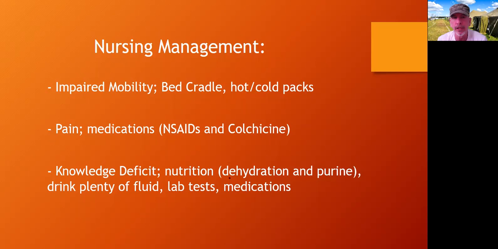Last nursing diagnosis would be knowledge deficit. You really have to work with these people to watch their diet, watch their hydration, but also be sure that they get in to get their lab tests done, especially on the uric acid. It's the only way to make sure that their colchicine and their gout medications are working effectively.